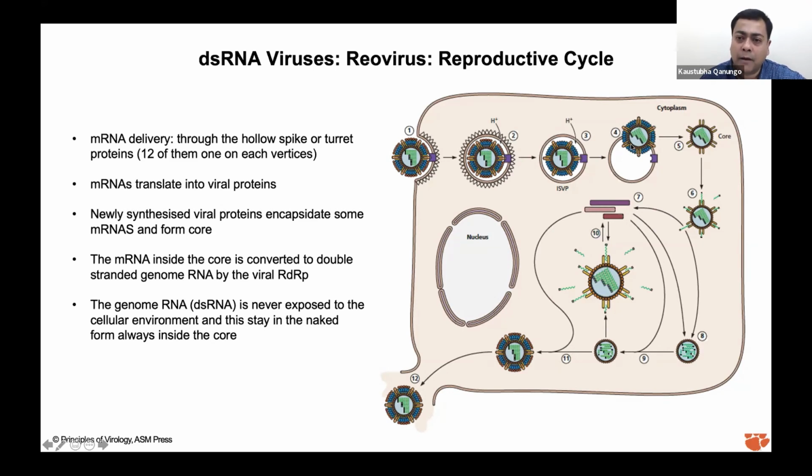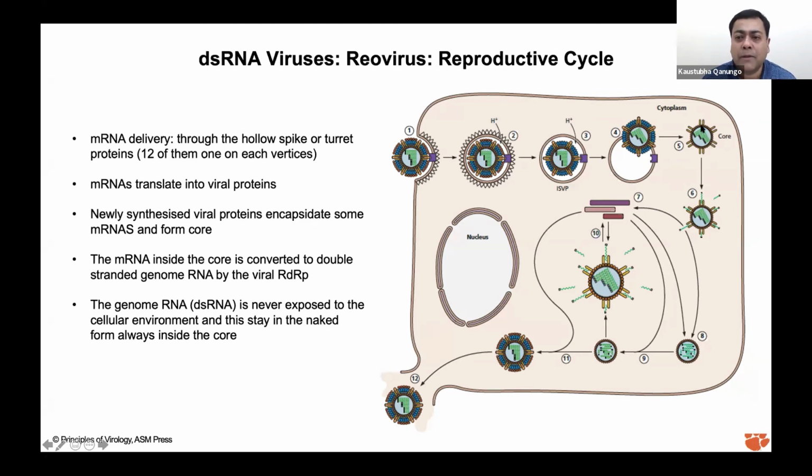When the reovirus, this infectious subviral particle, penetrates the endosomal membrane and goes into the cytoplasm, this cap is actually removed. So you can see right here, this blue protein, which is responsible for the fusion or the penetration of the endosomal membrane, is removed, and the cap from these turrets or the hollow spikes is removed as well. This is the viral core or the inner capsid.